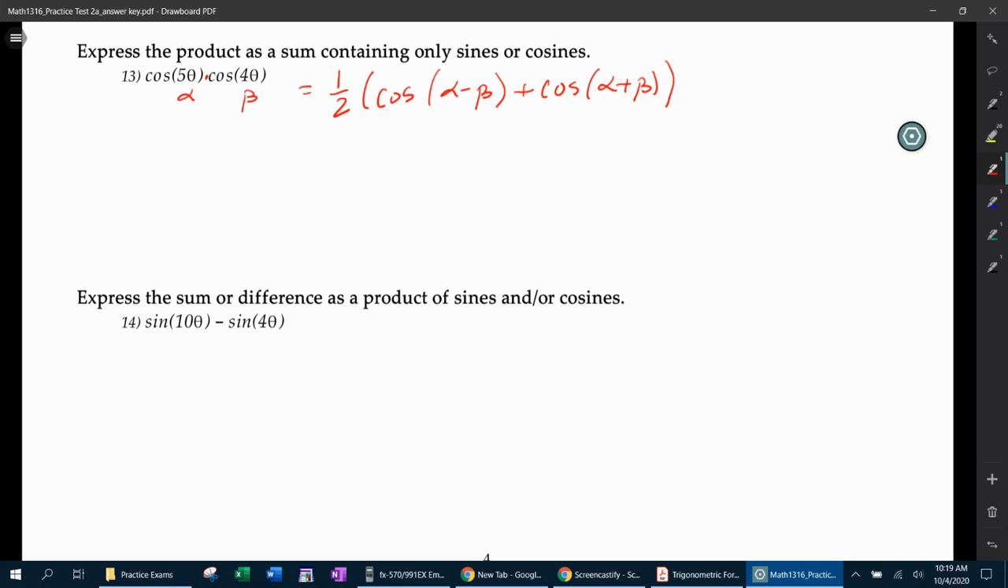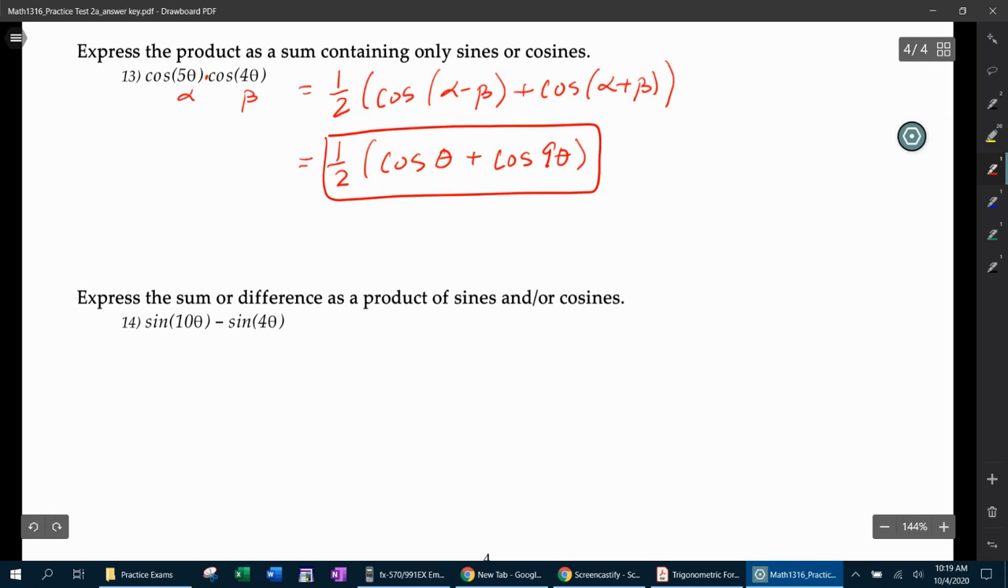All we have to do is replace alpha and beta with 5 theta and 4 theta respectively, and simplify. 1/2 cosine of 5 theta minus 4 theta, that's theta. Cosine of 5 theta plus 4 theta, that's 9 theta. And that is done.